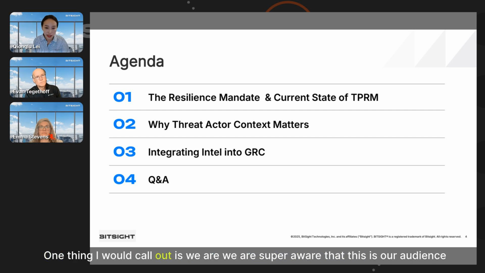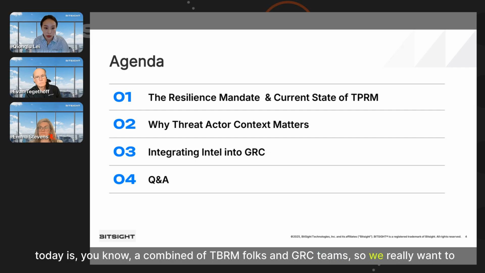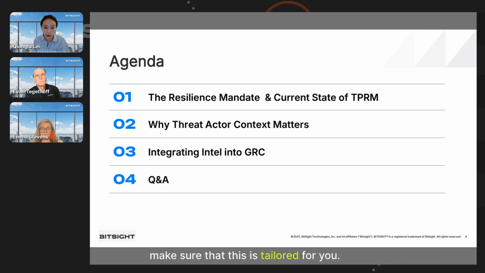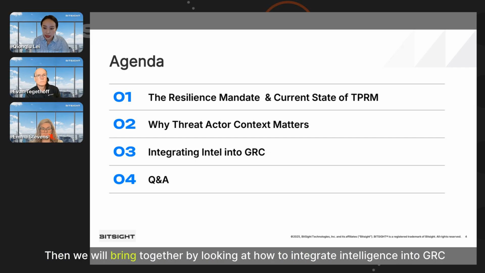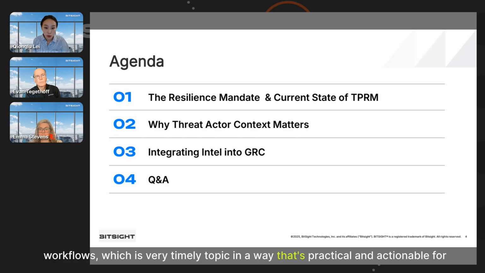One thing I would call out is we're super aware that our audience today is a combination of TPRM folks and GRC teams. So we'll really want to make sure that this is tailored for you. Then we'll bring it together by looking at how to integrate intelligence into GRC workflows, which is a very timely topic, in a way that's practical and actionable for you.